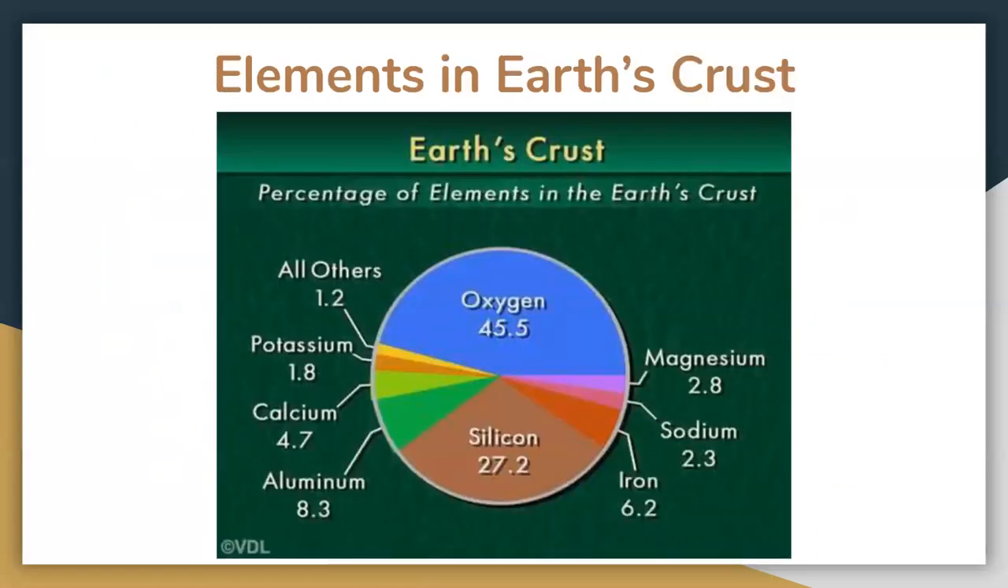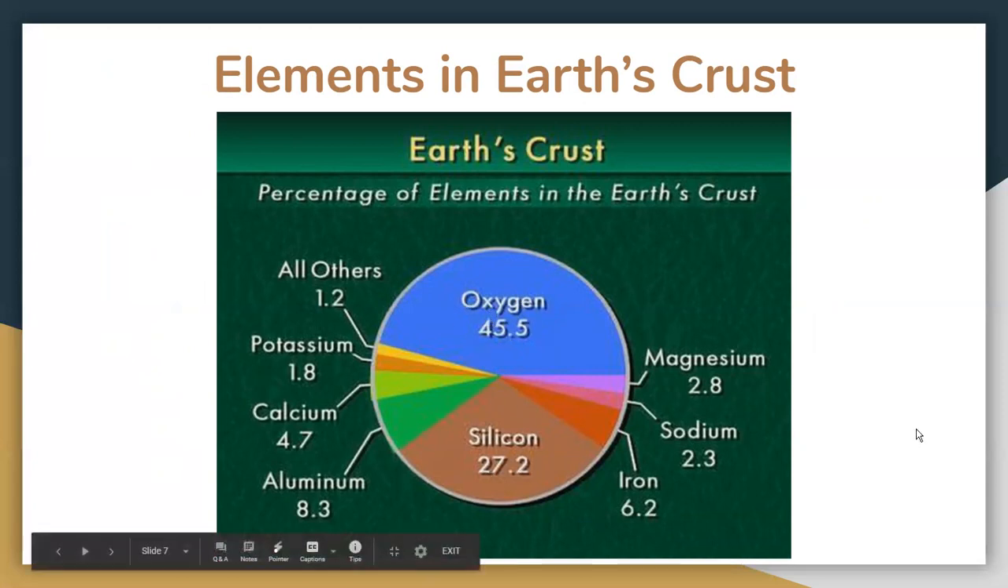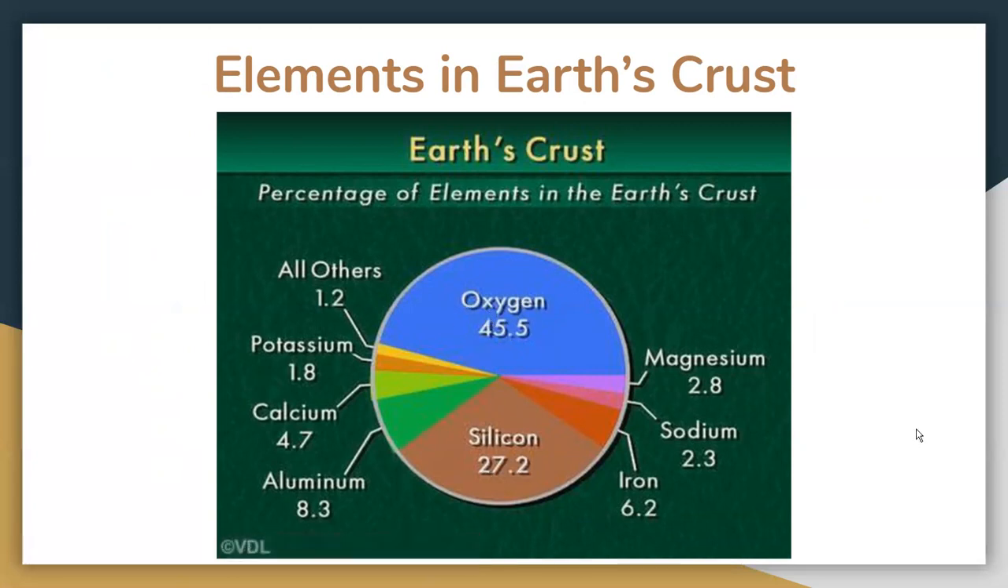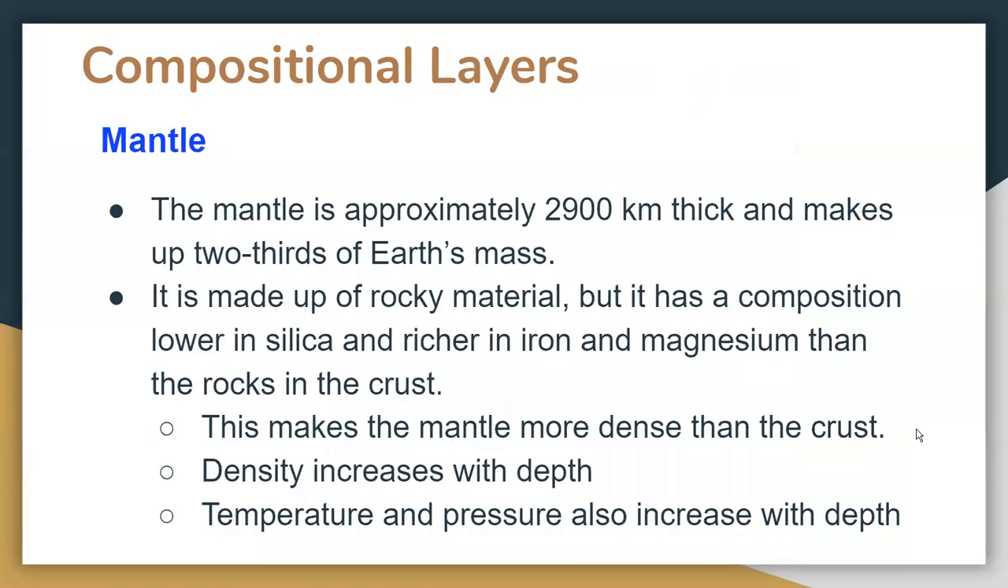So here are the elements that can be found in Earth's crust. Remember that I said that Earth's crust is rich in silica, which is basically made out of two elements, and that is oxygen and silicon. So you can see that there's quite a bit of oxygen and silicon located in Earth's crust. Those are the two most common elements.